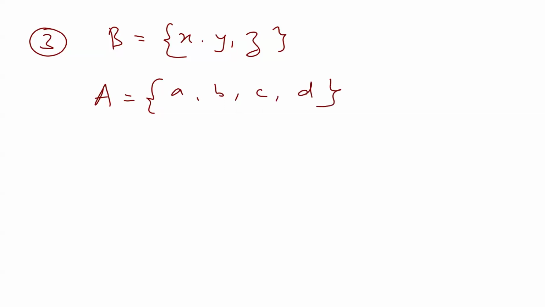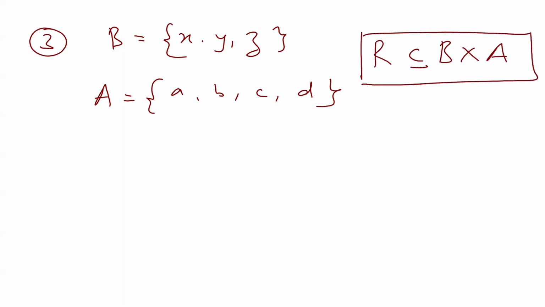Now see, what is a relation? A relation is a non-empty subset from a particular set to the other set. A non-empty subset of a Cartesian product, also you can say. So the relation which is to be established from B to A, our relation will be a subset of B cross A.